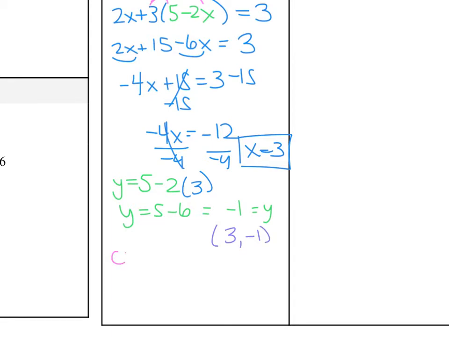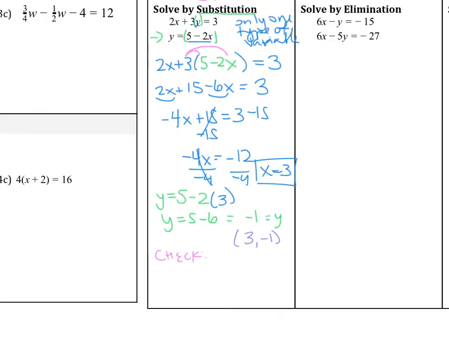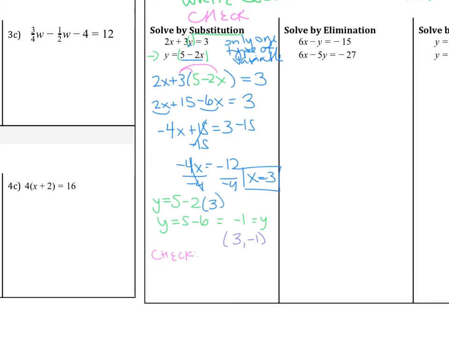Now let's do a check just to make sure this is correct. To do that, you just plug this 3, negative 1 into both equations. So we have 2 times 3 plus 3 times negative 1. That's our y value. And that equals 3. We want to see if that is true. So let's finish it out. 2 times 3 is 6, minus 3 equals 3. Is that true? Yes, 3 equals 3, so that is correct.